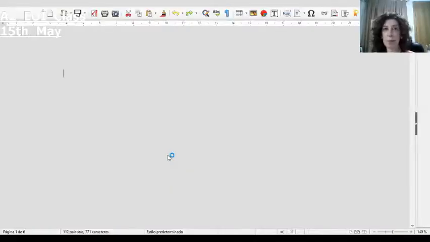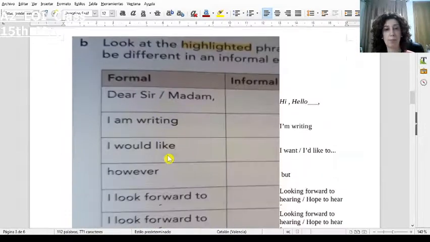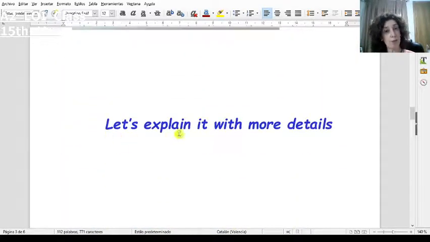Clear? I will send you this little outline by mail, ¿vale? Perquè està molt senzillet. And now, after explaining with more details, now it's your turn. Què heu de fer vosaltres?